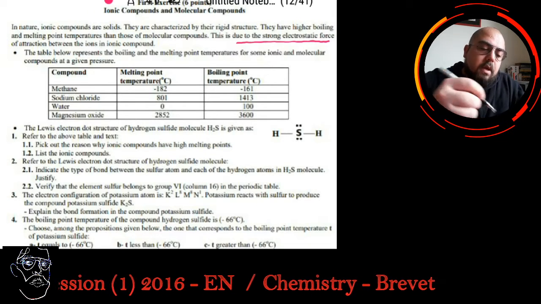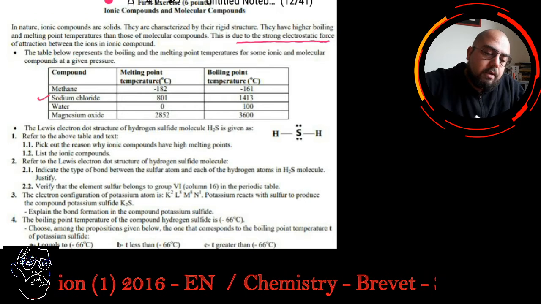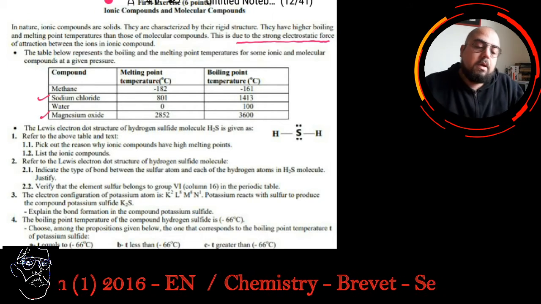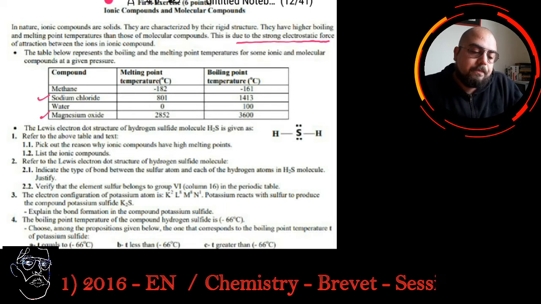List the ionic compounds. The ionic compounds are sodium chloride and magnesium oxide. These are the two ionic compounds.